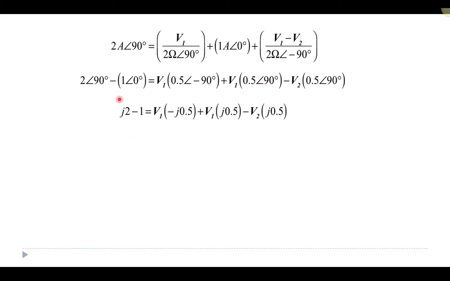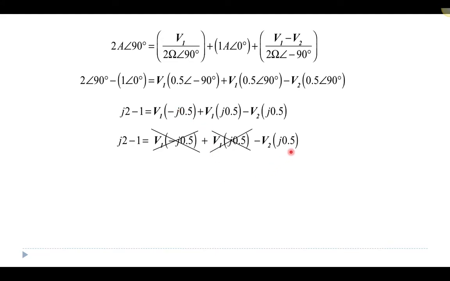So in order to combine the two terms on the left, I need to write them in rectangular form. So I've done that here. And in order to combine the V1s in both of these cases, I also need to write those in rectangular form. So I've done that also with V2. One of the things I notice is when I write these in rectangular form, the two values that have V1 actually have the same term in them, and so they will cancel each other out.